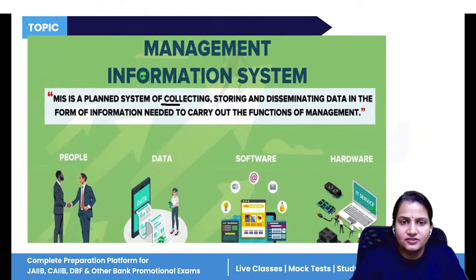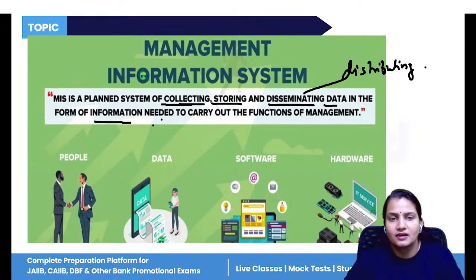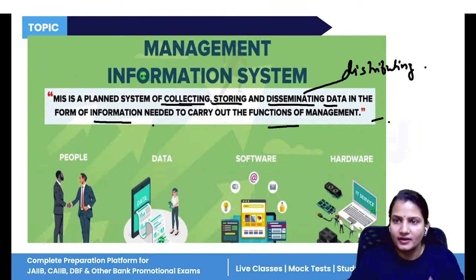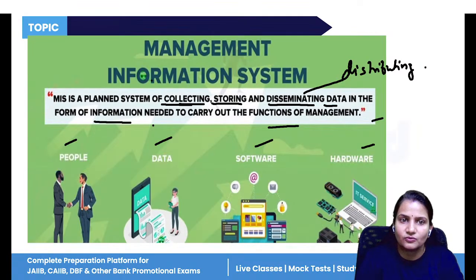So management information system is what? It is the process of collecting, storing, disseminating. Disseminating means distributing data in the form of information needed to carry out all the functions of management. Like for doing all the planning work, organizing work, staffing work, we need people, we need data, we need software, we need hardware. So all the things used in this process are known as management information system.